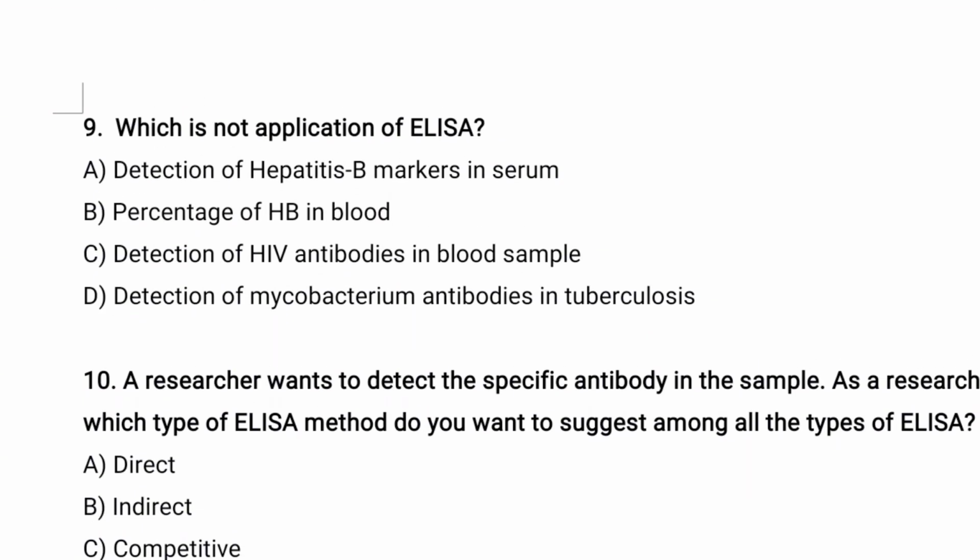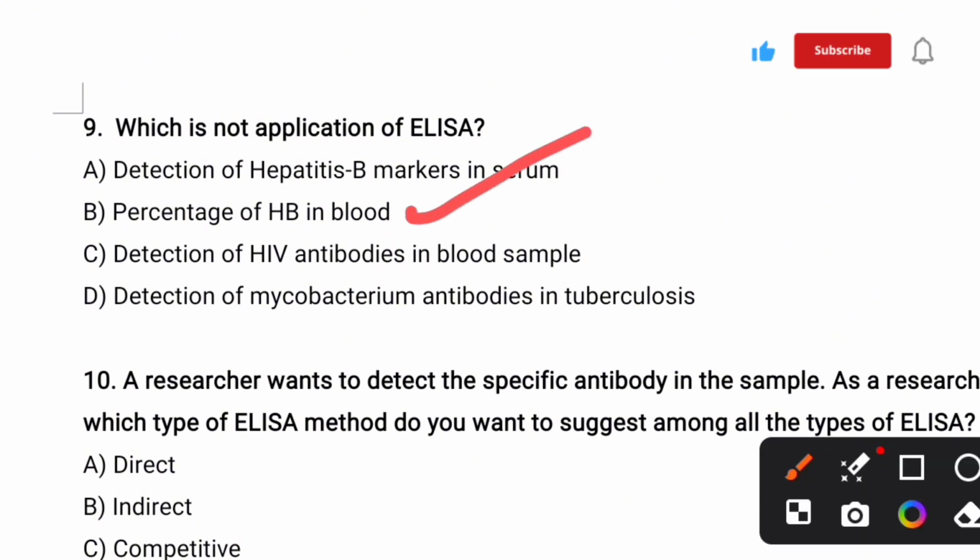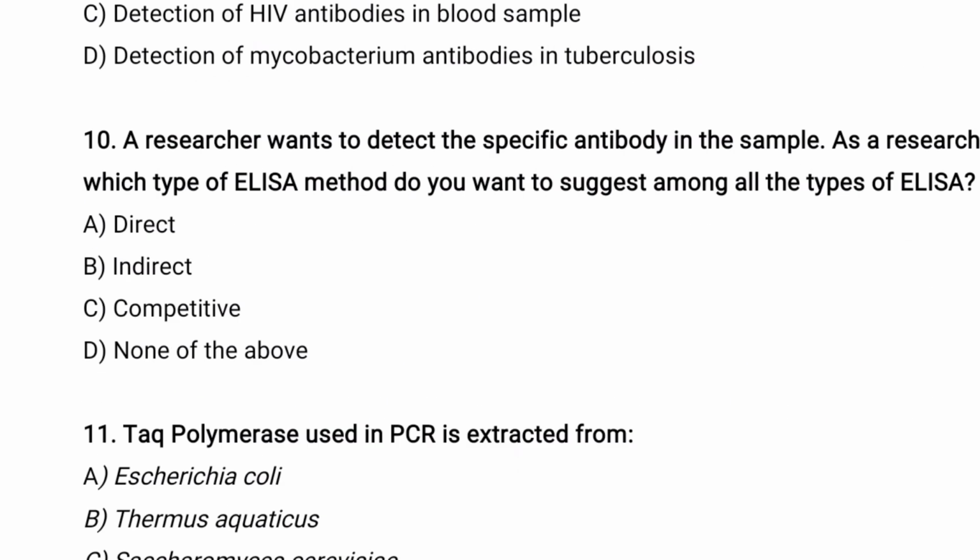Which is not an application of ELISA? Options are detection of hepatitis B markers in the serum, percentage of HB in the blood, detection of HIV antibodies in the blood sample, detection of mycobacterium antibodies in tuberculosis. For this, the correct answer is percentage of HB in the blood, which is not an application of ELISA. Let's see the next question.